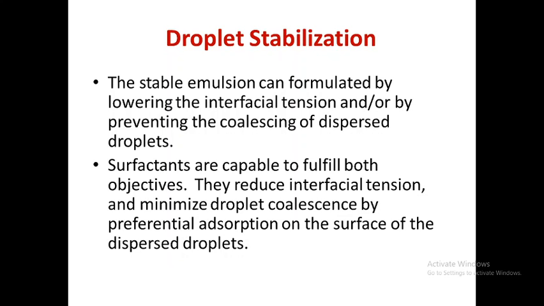By the preferential adsorption of the surfactant on the surface of dispersed phase droplets. So in case of an oil in water type of emulsion, the surfactant adsorbs on the dispersed phase oil droplets, whereas in case of a water in oil type of emulsion, the surfactant adsorbs on the dispersed phase water droplets. By adsorption, the surfactant can effectively reduce the interfacial tension, and thus reduce the interfacial free energy, and thus improve the stability of the emulsion.